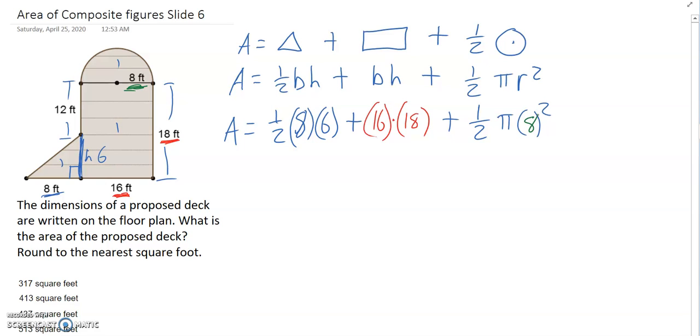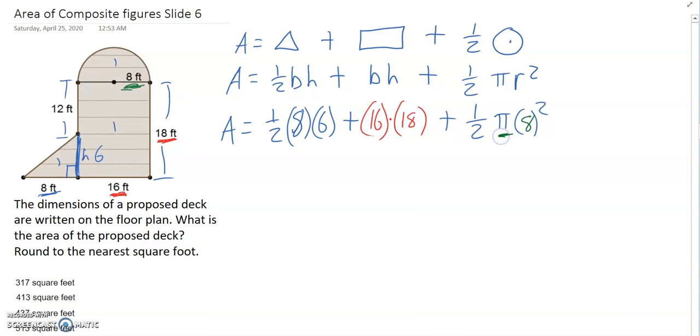From here, you just need to type it in your calculator. You can use a phone calculator, the pi symbol should be on your calculator if you turn it sideways, or you can use the Desmos Scientific Calculator. So type all of these in your calculator and round to the nearest foot. We get approximately 413 feet squared for area, which should be the second choice here. Yep, looks like it.